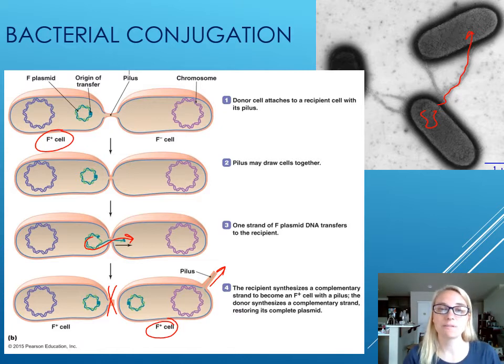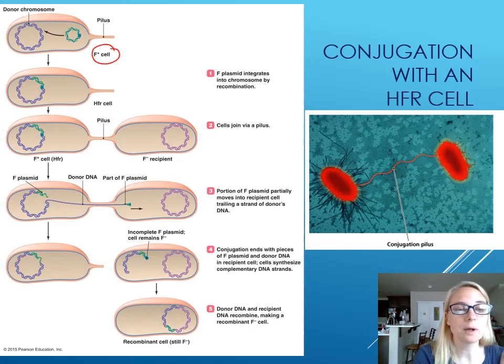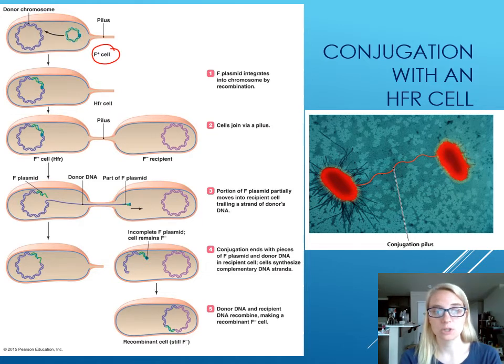There's a slight modification to this. The next slide here, this is called conjugation with an HFR. HFR stands for high frequency of recombination. So let's take a look at what happens. We start off with an F plus cell. It has the ability to produce a pilus, just like we saw before.